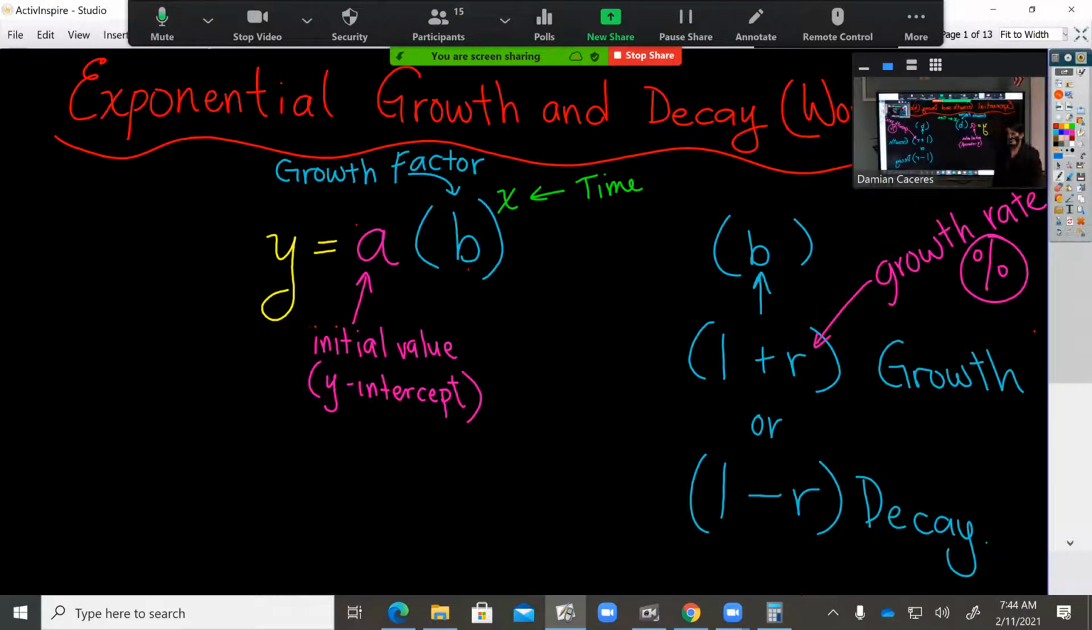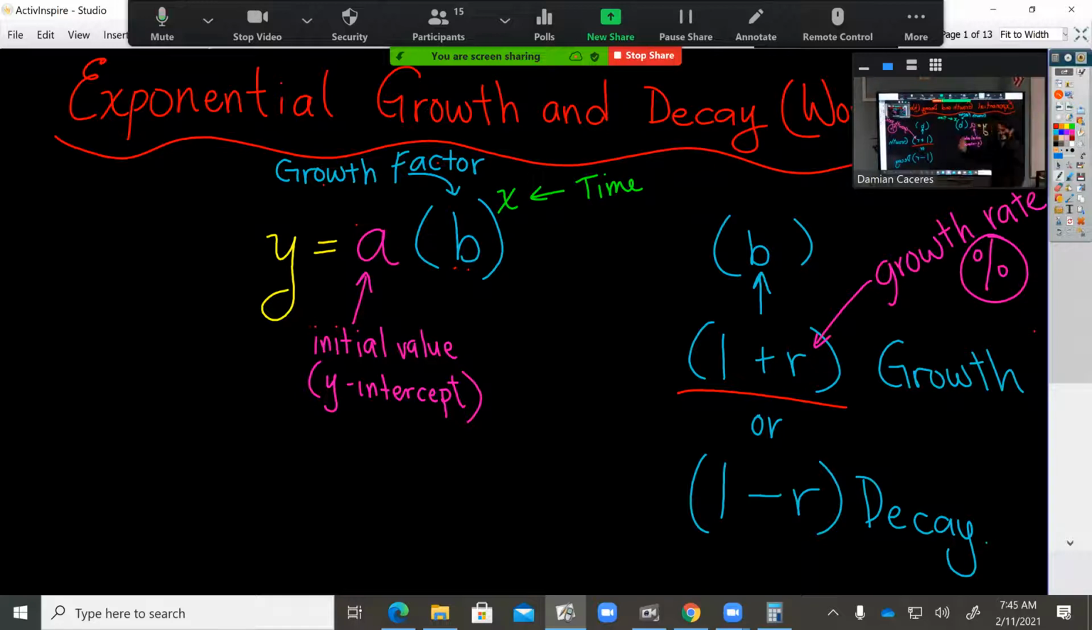Here, the blue variable is B. B is considered the growth factor. Now, it's important to remember how you get the growth factor. You get it by doing 1 plus R if you read in the word problem that it's about a growth. And if you read in the word problem that it's declining, then it's a decay. You would do 1 minus R in order to get what's in that parentheses for B.